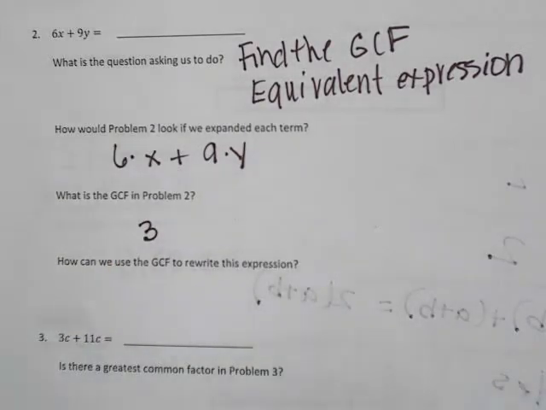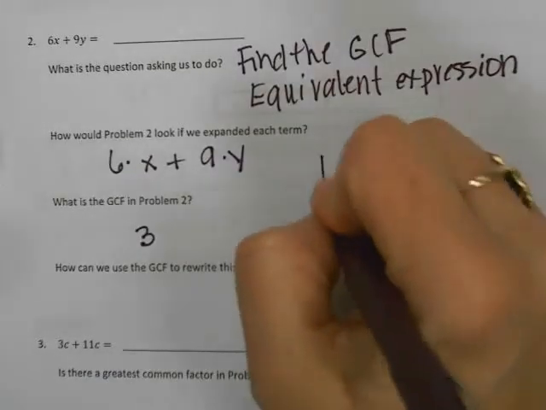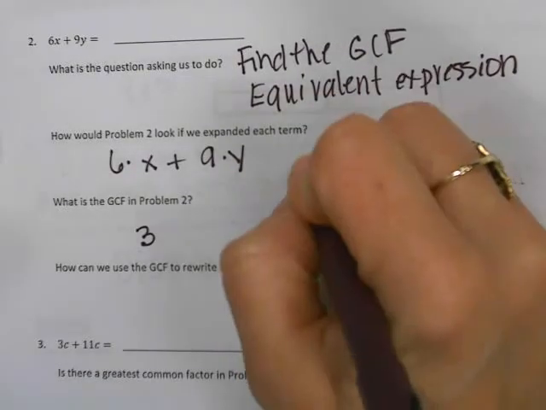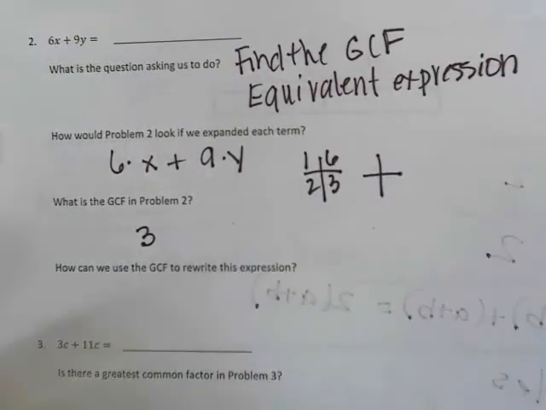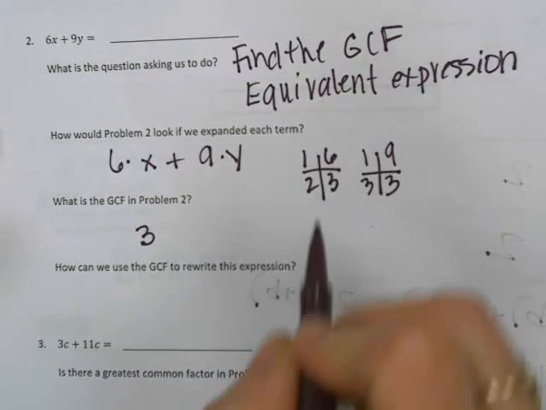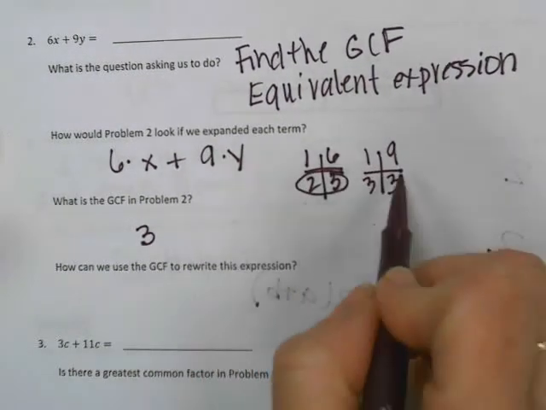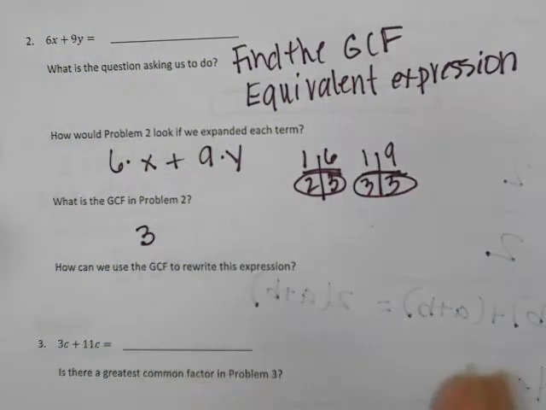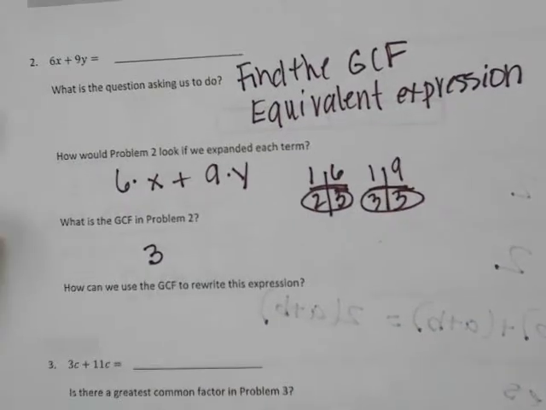So it would look like this: 6 times x plus 9 times y. What is the greatest common factor in problem 2? Well, we have to think, what is going to be the largest number that can go into 6 and 9? The largest number that's going to divide into 6 and 9 is definitely going to be 3. And so then how can we use that? Well, we know our 3 is going to go outside the parentheses, and then the other side of our factor pair would go inside. So here's what that means. If we were to find the greatest common factor this way, 1 times 6 and 2 times 3, 1 times 9 and 3 times 3, this will be our factor pair for 6, and this will be our factor pair for 9. So that helps us know what's going to go inside the parentheses.